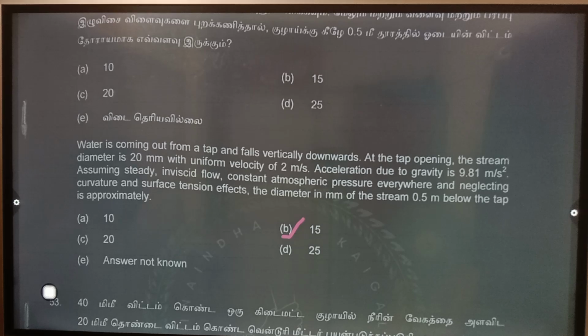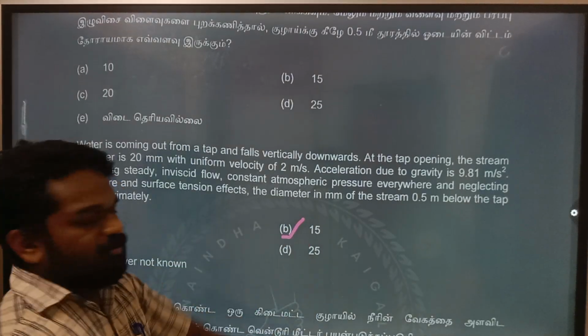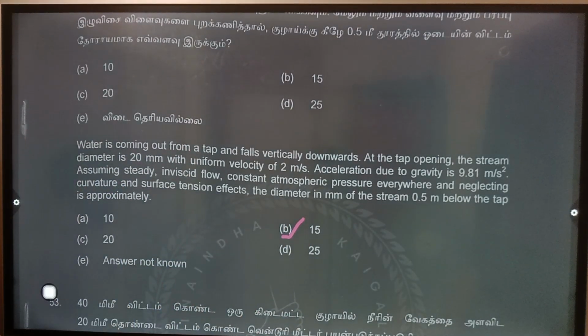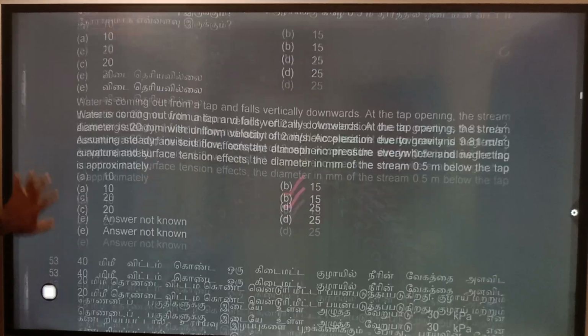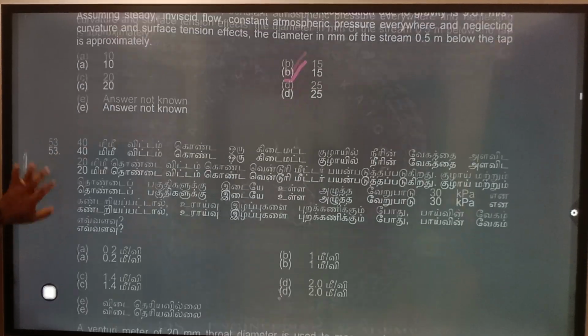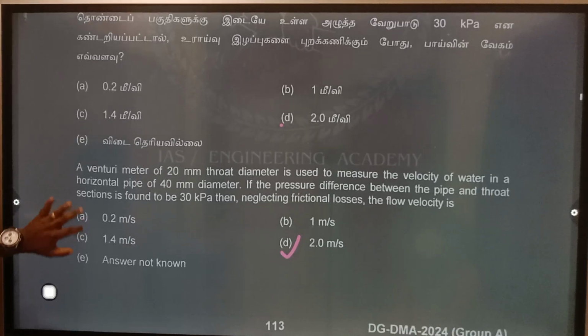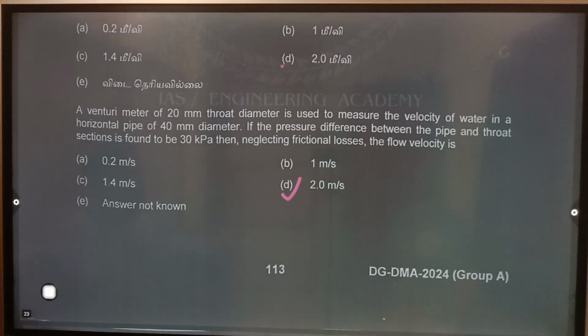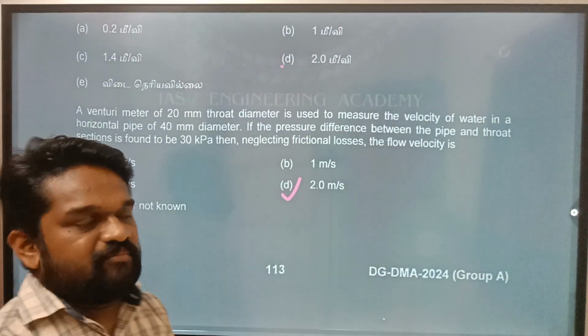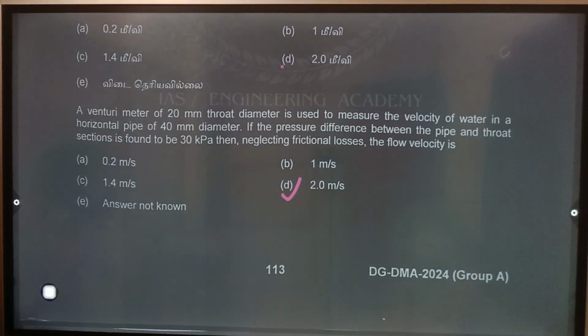52, water is coming out from a tap and falls vertically downwards, and at the tap opening the stream diameter is 20 mm. After calculation you will get 15 will be the answer. Okay, so 53, venturimeter problem, flow velocity ketirukanga, 2 meter per second. Okay, D is the answer. 2 meter per second.